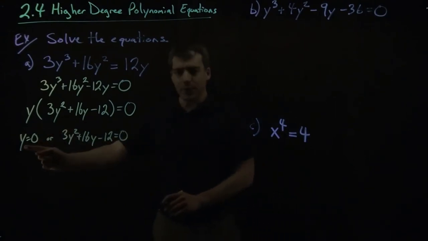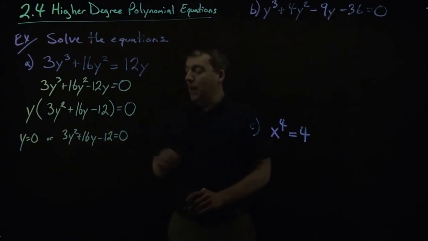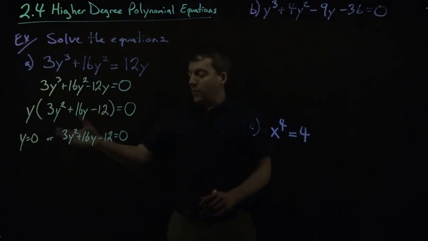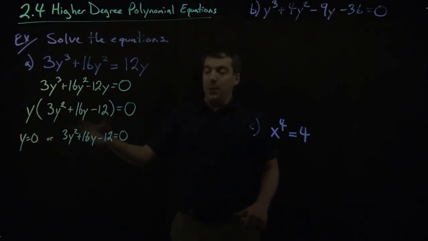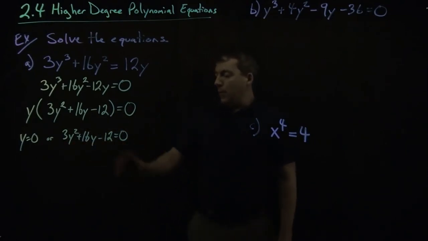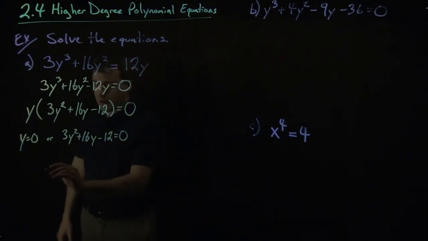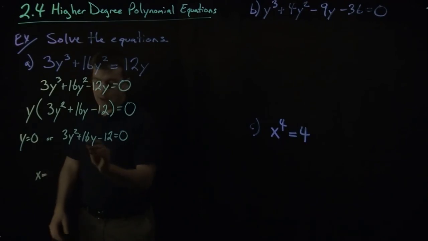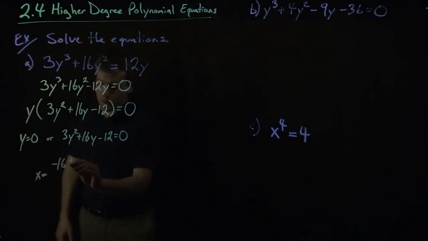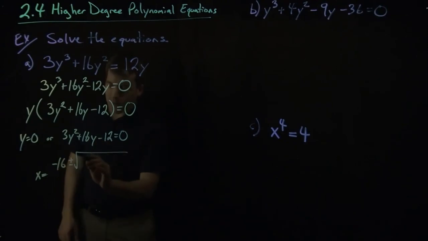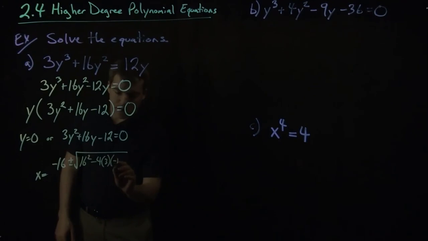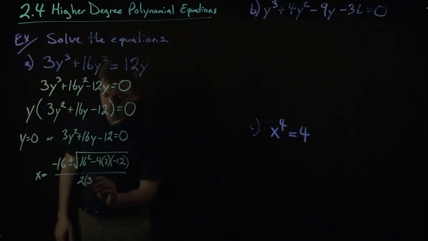We've got that solution, 0. Now we need to solve this. The way we can do that is to try to factor it. If you're familiar with the AC method, you could do that. I think we'll just use the quadratic formula. So we have x equals negative b, so negative 16, plus or minus the square root of b squared, so 16 squared, minus 4ac, all over 2a, so 2 times 3.